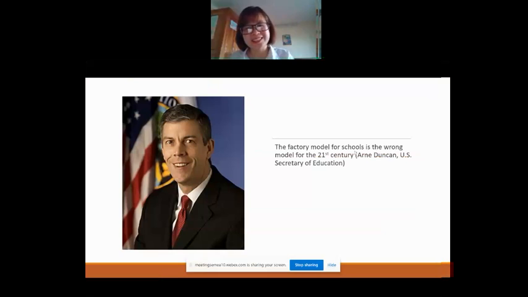Mr. Duncan, the Secretary of Education of the United States of America, said that the factory model for schools is the wrong model for the 21st century, and I totally agree with him. Our world has been changing rapidly. The development of computers and technology makes attention one of the most valuable things that many people are seeking.